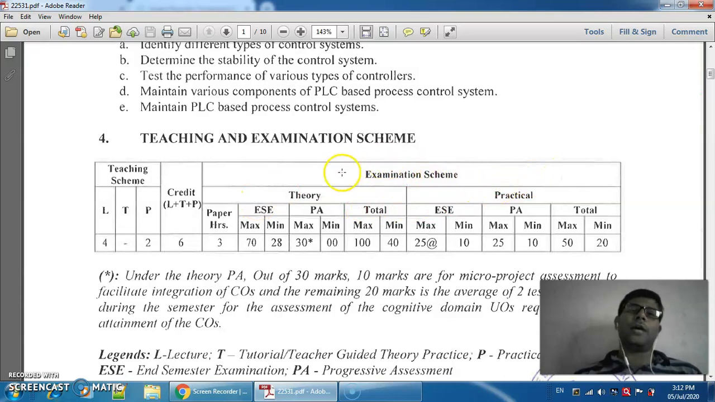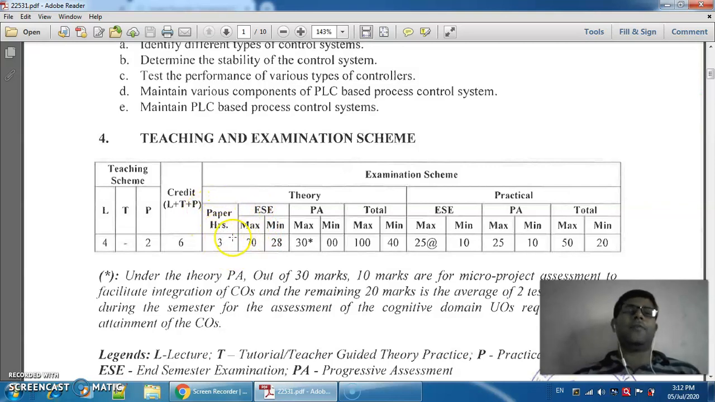So students, keep in your mind there are 2 types of examination scheme. One is theory and one is practical. In theory again there are 2 subtypes: one is ESA and the second one is PA. ESA means end semester examination, where you have to attend the examination and write your paper.